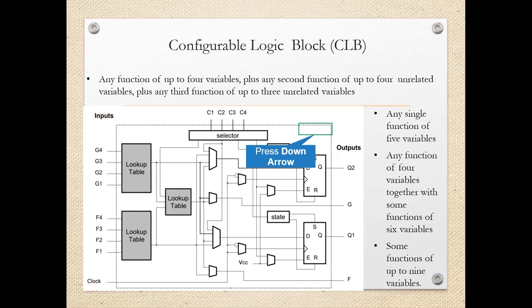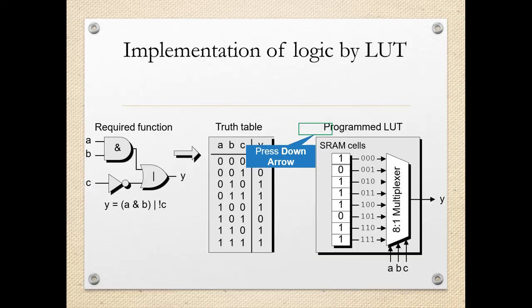So now we'll see with the help of these lookup tables how to implement the logic. We'll take one simple example. The required function is Y equals A and B, or with C bar. So the truth table for this required function is ABC.